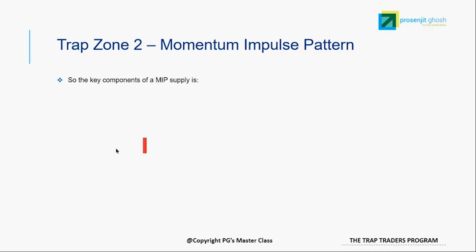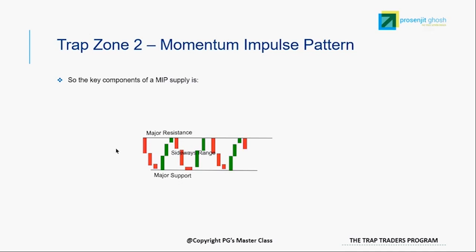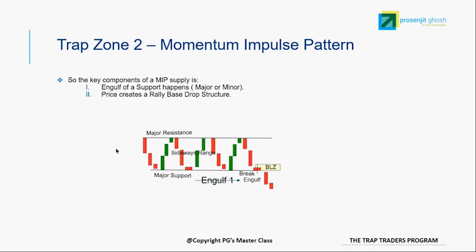So the key component of a MIP supply again: major resistance, sideways movement, price comes down, engulf of a support happens, major or minor, whatever. So this is an accumulation form in a way. This is a distribution form. And then what happens? This is my first engulf, because a resistance got engulfed.